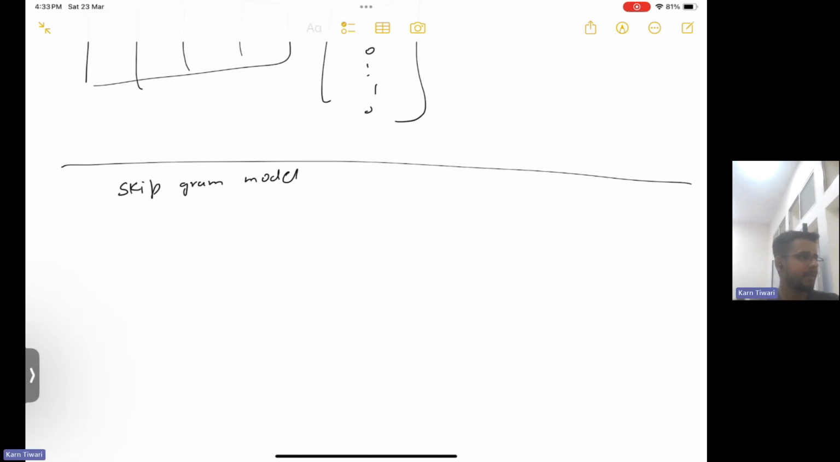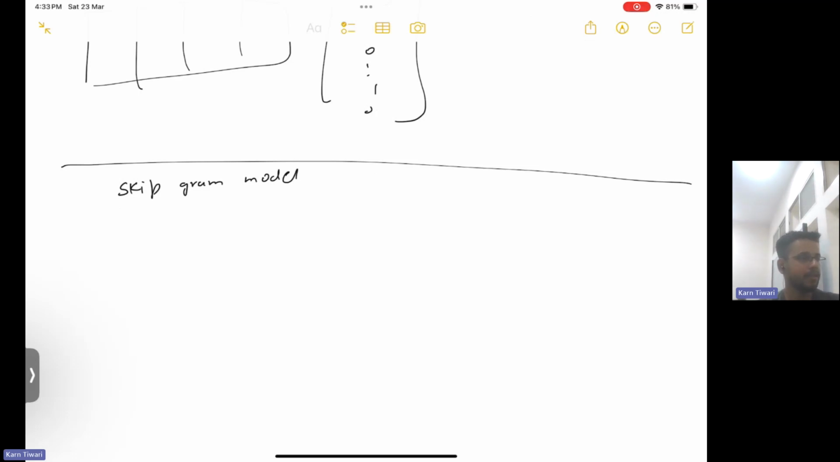In the skip-gram model there is a very slight change: the context and word matrices just get swapped. It predicts the context words given an input word. So instead of the word given the context, we ask for the context given the word. Again, the procedure is the same as the bag of words model, and the problem is the same: it will be computationally expensive.